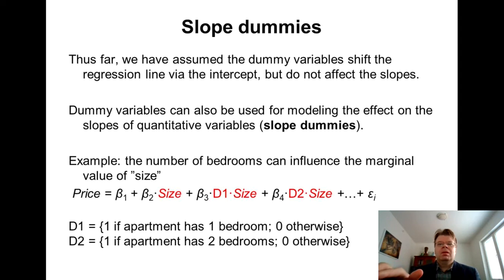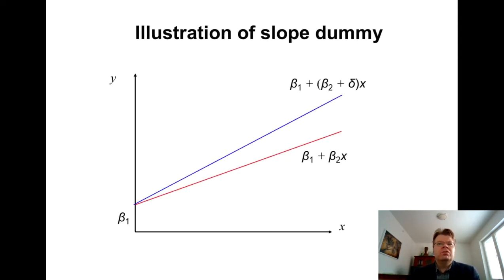Okay. So what's the graphical interpretation, first of all? When we do the slope dummy, the regression line doesn't shift in a parallel manner, but it actually rotates along the intercept. So now the intercept beta 1 is the same for both groups, but the slope differs depending on whether the dummy variable takes the value of 0 or 1. For the reference category, the slope of the x variable is simply beta 2, and therefore this red line represents the regression line for the reference category.